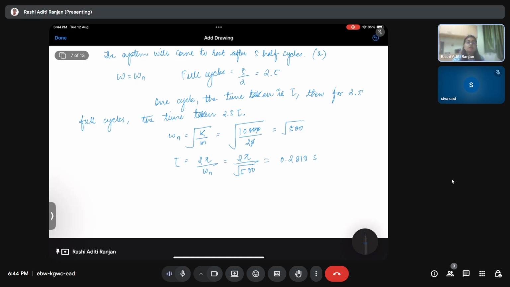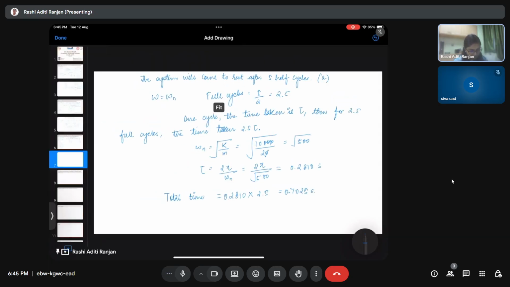Okay, so the total time is going to be 0.2810 into 2.5, and this will turn out to be 0.7025 seconds. Okay, so this is going to be the total time taken by the system to come to rest.